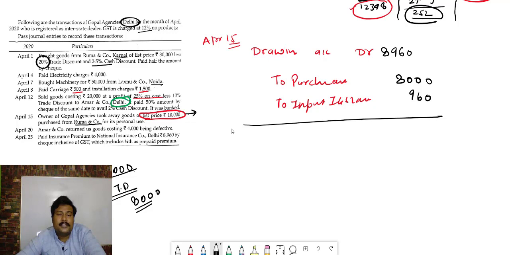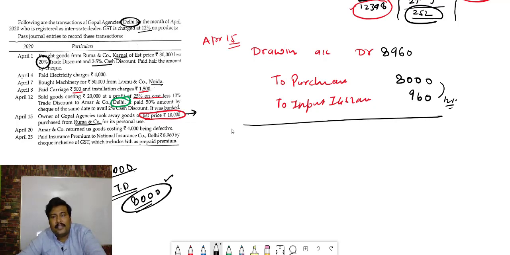10,000 was the list price, deduct 20% trade discount. So the final price after trade discount will be how much, bacha? 8,000. And we know that GST will be chargeable on the final price. So 8,000 12% will be the IGST 960. So drawing account debit 8,960 to purchase to input IGST.